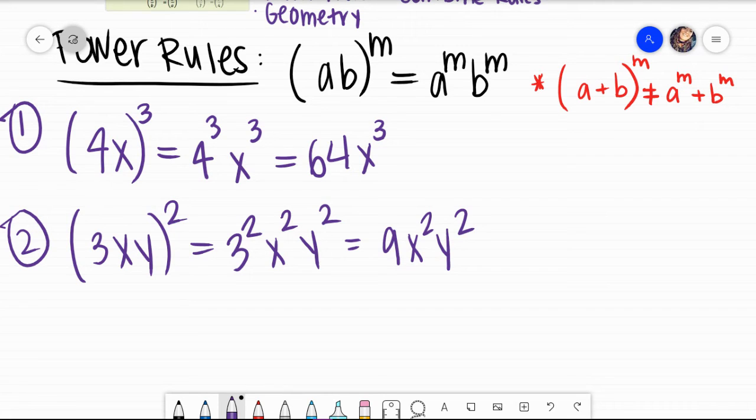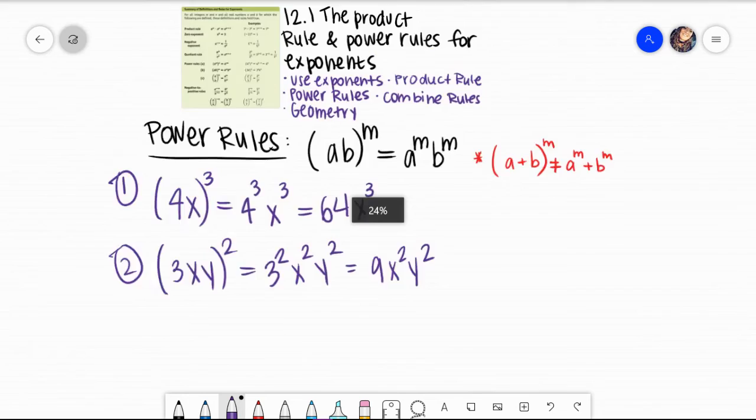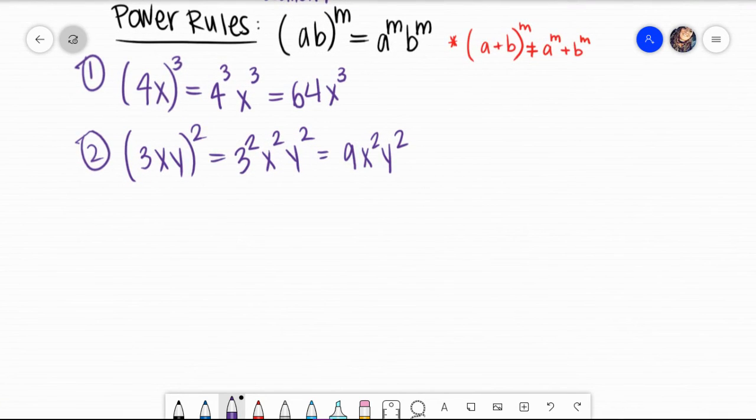Okay, I have one more example for this power rule. I'm going to need more room though, because it's actually going to be a little bit of work here. Okay, so say we have in parentheses 2m squared p cubed, close that parenthesis, raise it to the fourth power.